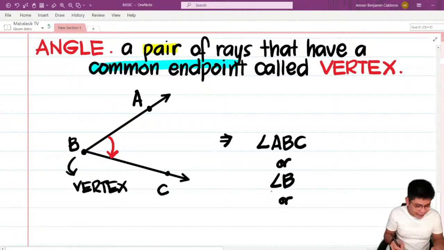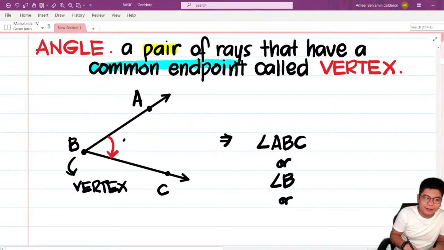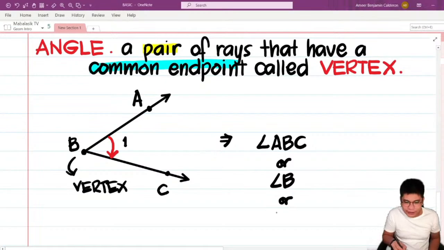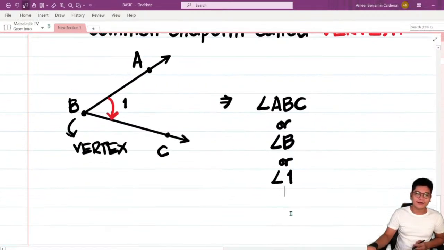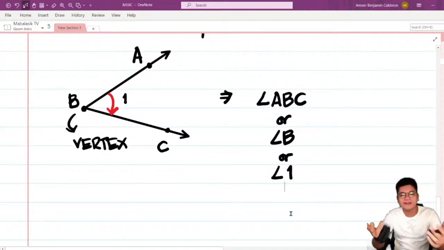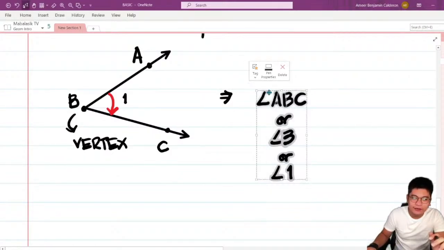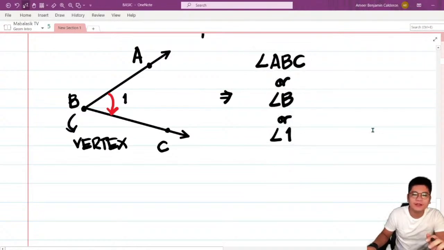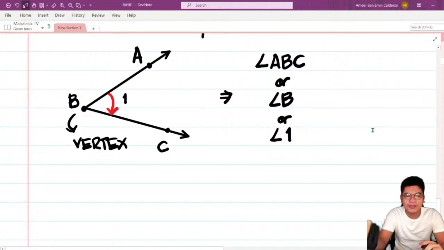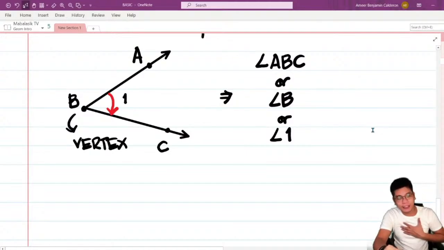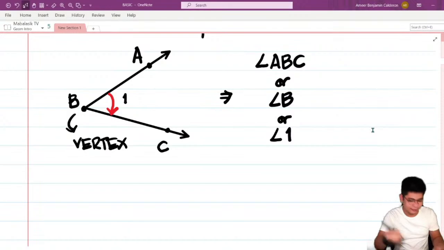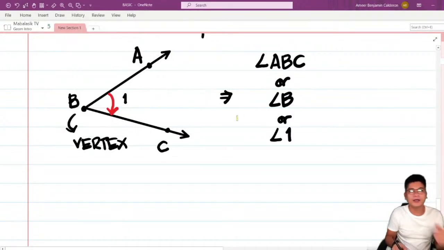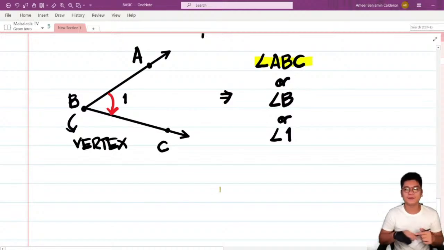Or, we can name an angle using a number. For example, merong 1 sa loob. So that is angle 1. Okay, so those are the three methods or three ways for naming angles. So we can name the angle using 3 letters, using the vertex, or using a number. Personal preference ko is yung 3 letters. So if you are my student, I suggest you use this.